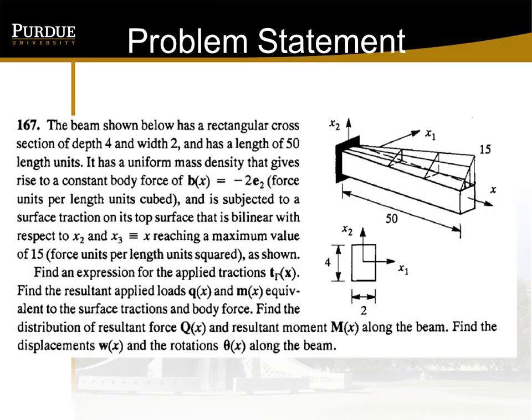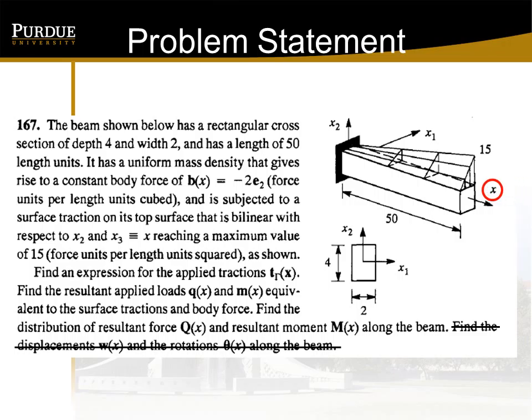Find an expression for the applied tractions, find a resultant applied loads, Q of x and M of x, equivalent to the surface tractions and body forces. Find the distribution of resultant force, capital Qx, and resultant moment, mx, along the beam. Find the displacements and rotations along the beam. For our problem, we're not required to find the displacements and rotations, so that will be ignored for the solution.